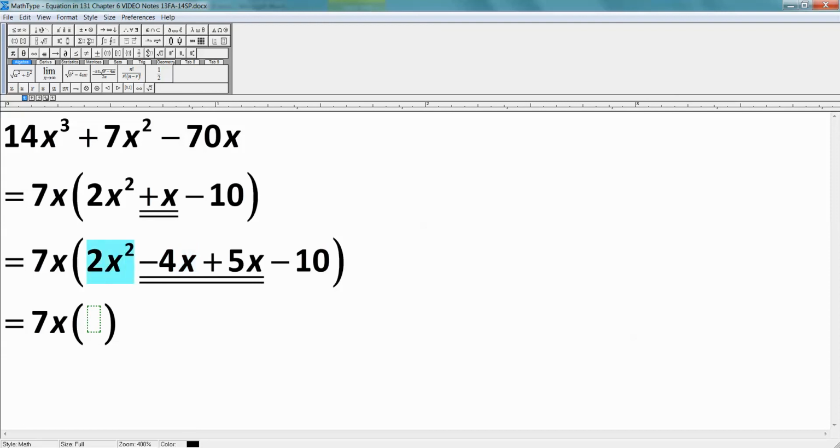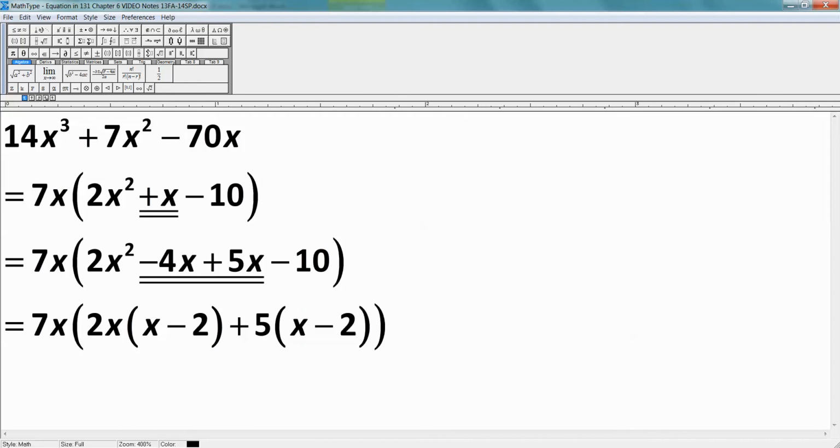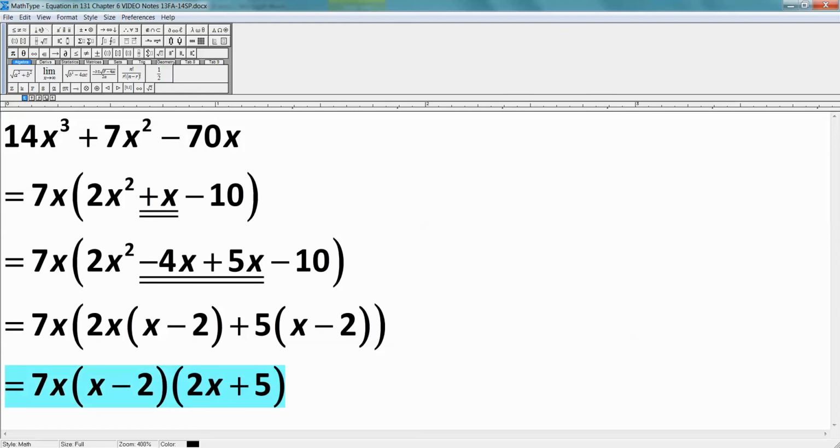So look at the first 2 terms, the 2x squared and the -4x. They both have 2x, right? That would leave you x, take away 2 for the back. Then plus 5, and that would leave you x, take away 2. So that's 7x. All right, now look at what's left in here. They both have x minus 2's, right? So you can factor an x minus 2 out. That leaves you 2x plus 5. And you're done.